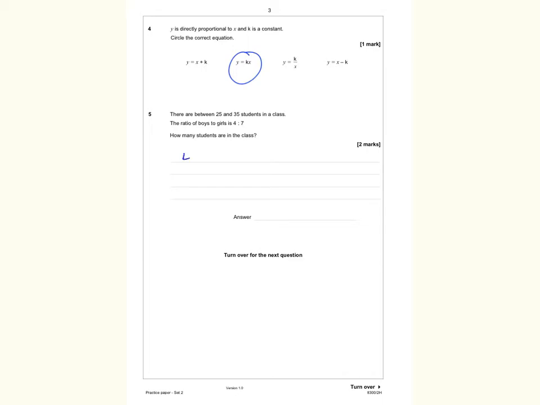Let's actually write 4 add 7 first. 4 add 7 is 11. Okay, and then we know we have 11, 22, 33, and the next one will be 44. And so only 33 is between 25 and 35 of the multiples of 11. So there must be 33 students in the class.